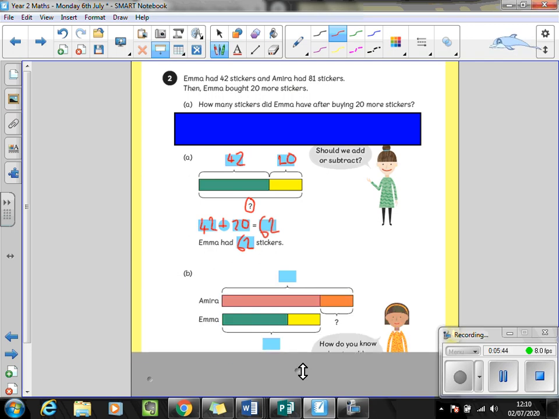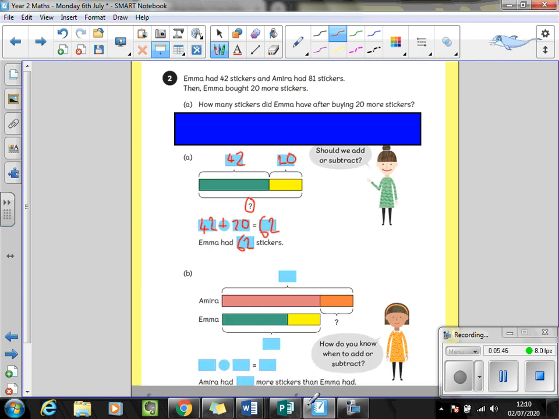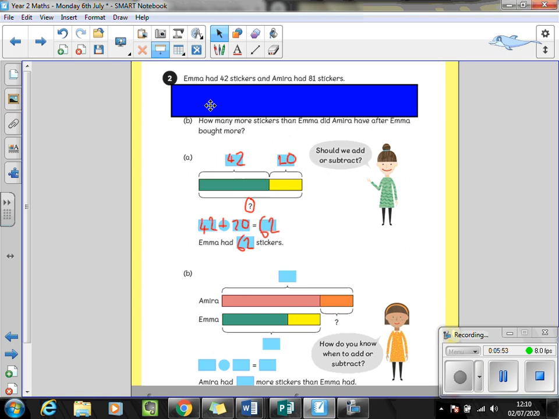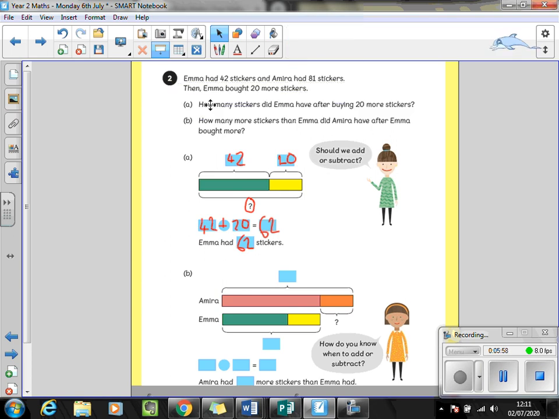Let's look at the diagram now and the question, the next step for B, because it now says, how many more stickers than Emma did Amira have after Emma bought more? Let's read that again. How many more stickers than Emma did Amira have after Emma bought more? Pause the video and use that bar model diagram to see if you can work out, are you going to add or subtract?